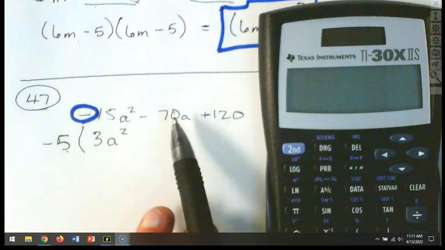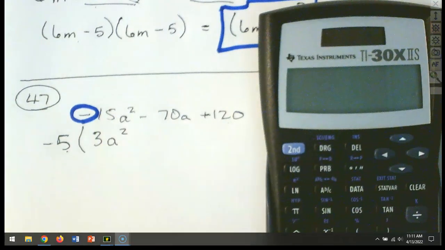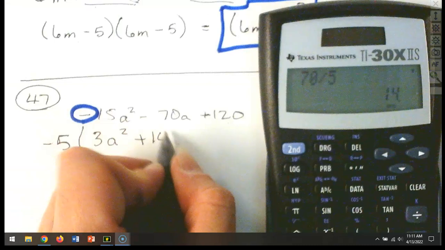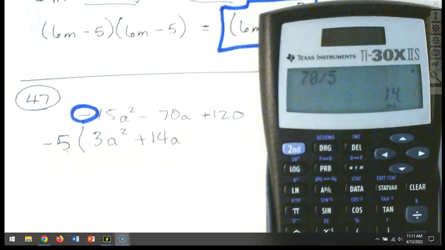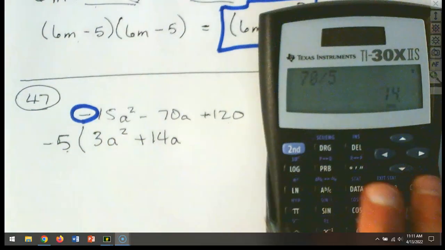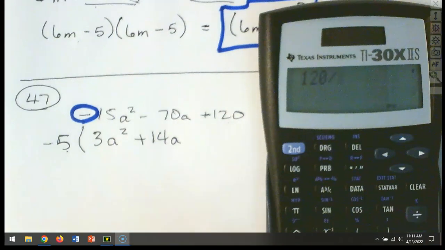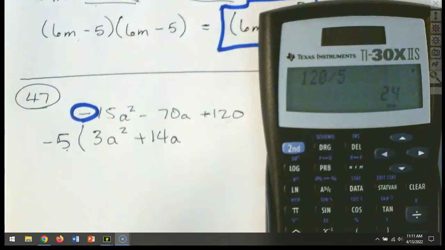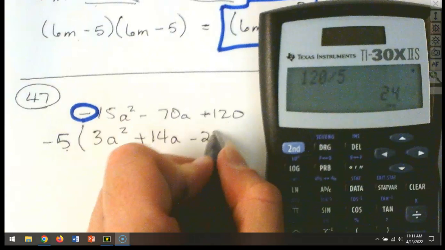Then we've got negative 70 divided by negative 5. If you need to, you can use a calculator. Negative and negative, of course, makes it positive. So that's going to be a positive 14a. And then we've got 120. Divide that by that 5. One negative keeps it negative, so a negative 24.